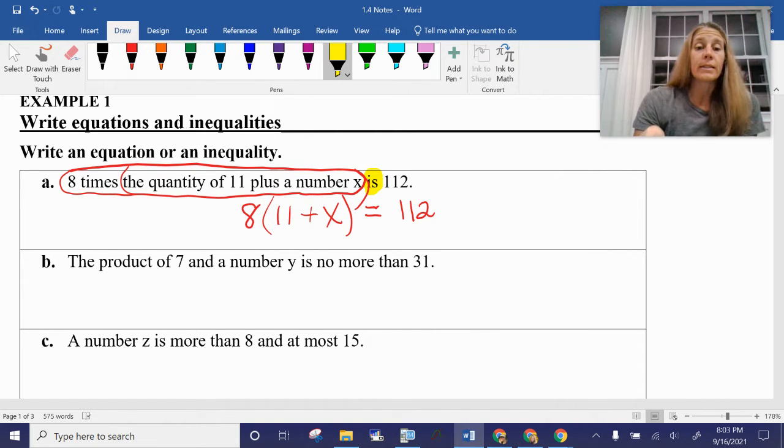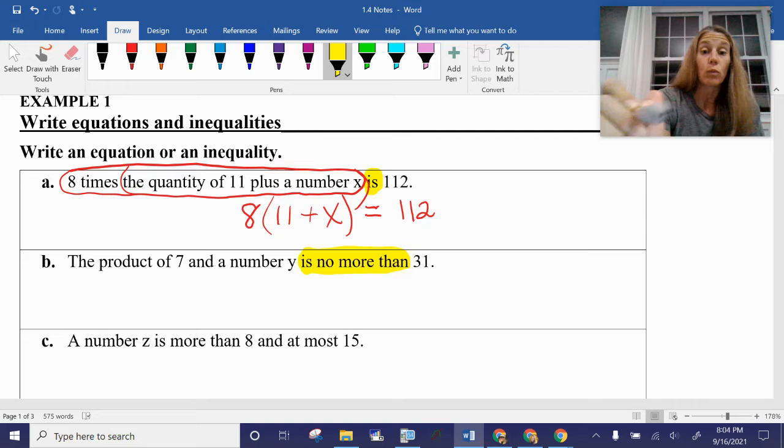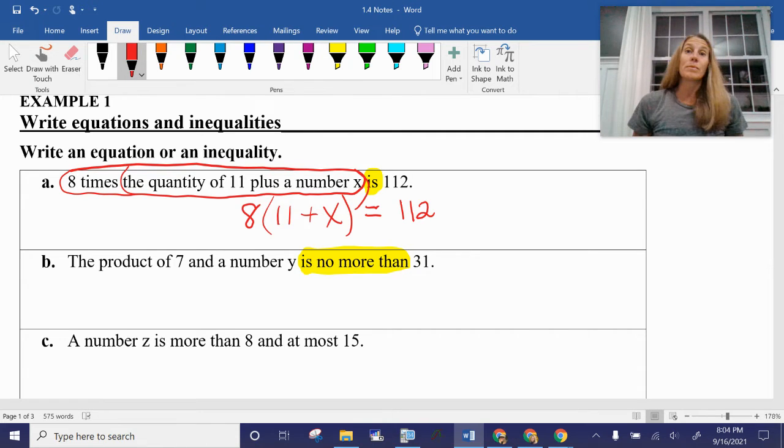Now, if we take a look at the next example, I'm looking for the word "is" again. Here it is. But then look immediately after that "is". If there are any other words following it that could go with the "is", that tells you a little bit more about what kind of symbol is going to go in there. In the last problem, after the word "is", there was just that 112. So there was nothing else. This one says "is no more than". So if something is no more than 31, that means it has to be 31 or less than that. So this is a less than or equal to 31.